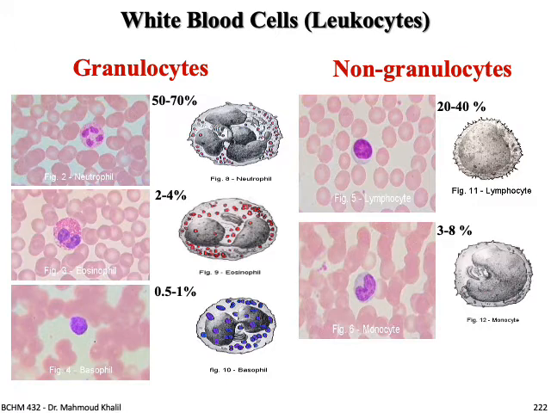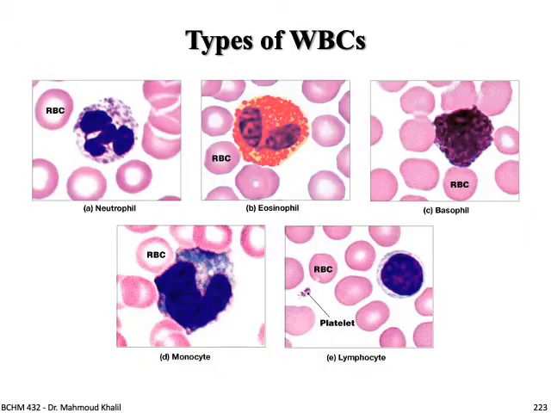These are the figures for the diagrammatic and real white leukocytes. This is another photo showing the different types of white blood cells. Another photo showing the different types of white blood cells.